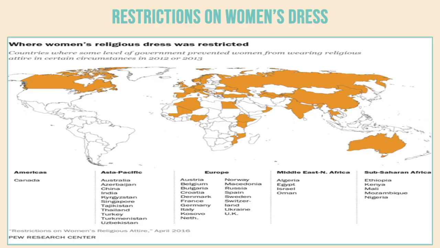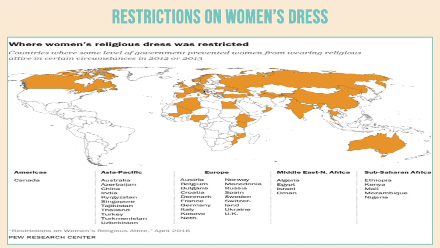So you can also look around the world and see where there are actually restrictions on women's dress. I'm not going to go too deep into these maps. I think it's pretty interesting to look at, though, and you can look at what some of these laws entail. It says where women's religious dress was restricted. So where women are actually being restricted from wearing certain religious garments. So in 2012, 2013, this isn't going back that far, you can see Canada is the only country in North or South America to have any restriction on religious dress for women.